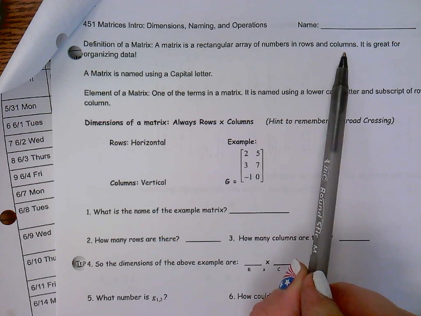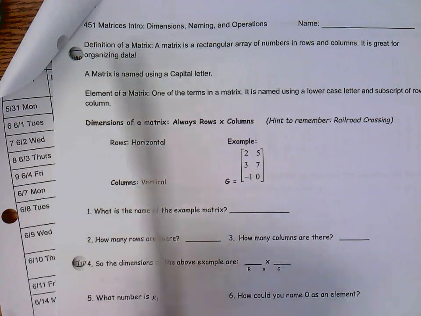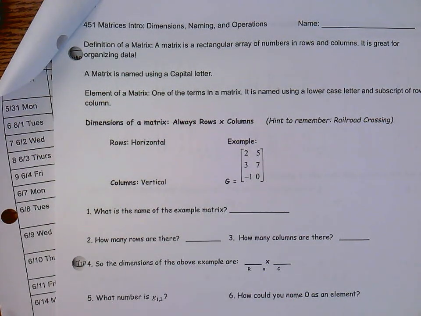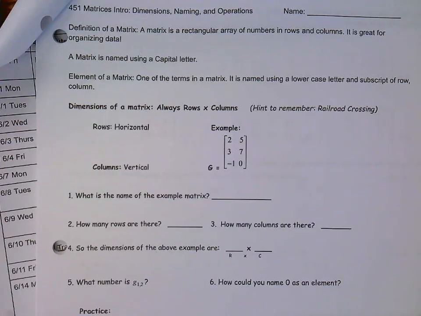Rows and columns, that's great for organizing data. Think about spreadsheets. Spreadsheets mathematically are coming from matrices. So you do different things to the different cells of a spreadsheet. It started from a mathematical matrix. That was the original math behind it.